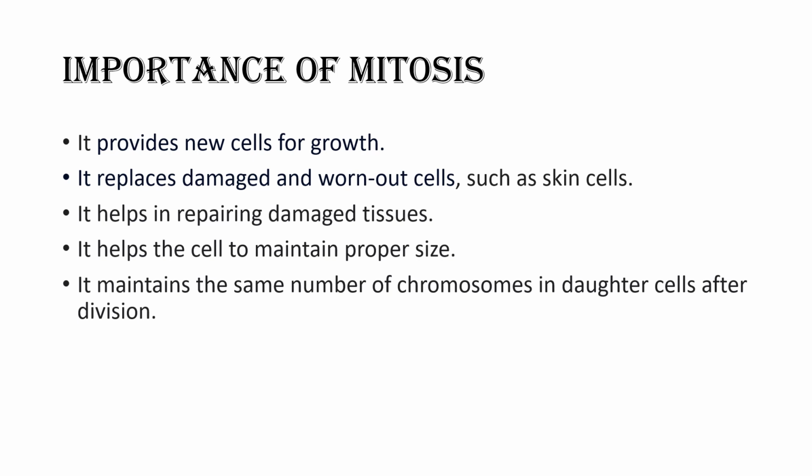It also helps to maintain a proper size of a cell. So the same size that you need in your body is the same size that you're going to get through mitosis. And most importantly, it maintains the number of chromosomes in daughter cells after division. So during the process of division, the number of chromosomes remains the same. So it does not change at all.